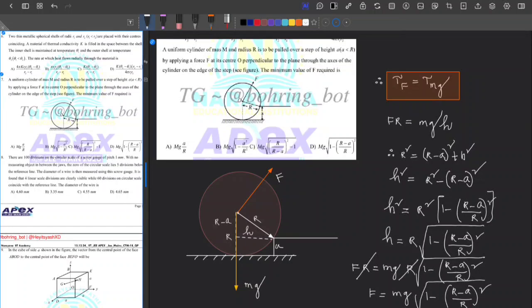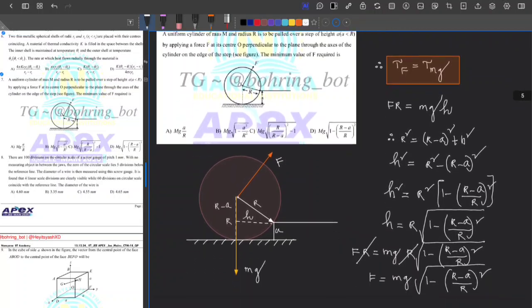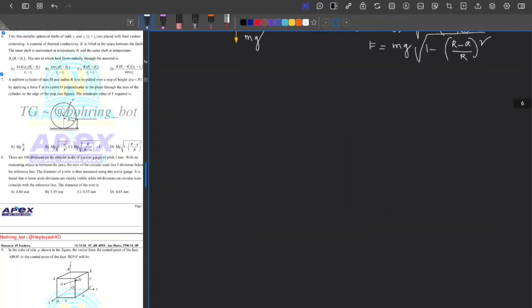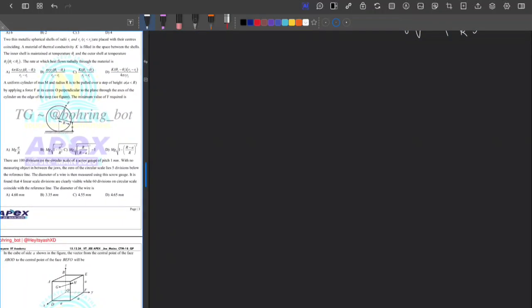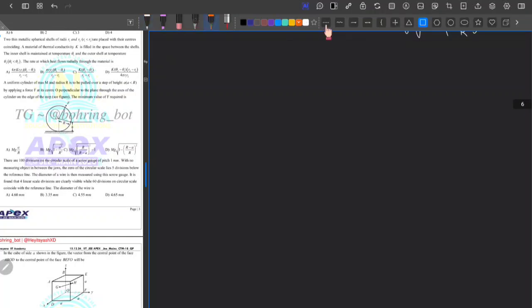Question number 8 is from units and measurements, from the screw gauge, right? So for a better understanding of this problem, we need to understand the screw gauge first. I don't know whether you remember all these concepts or not, so first I will explain the screw gauge, then we will talk about the question. Let me draw the screw gauge diagram.